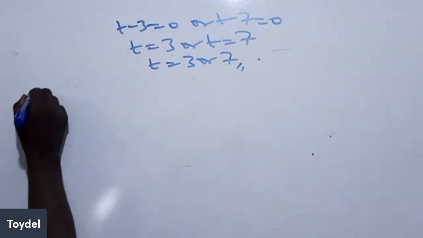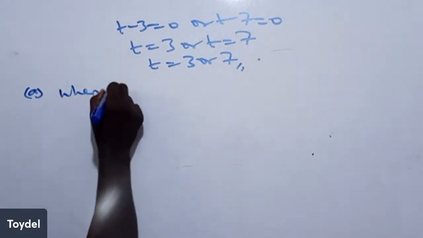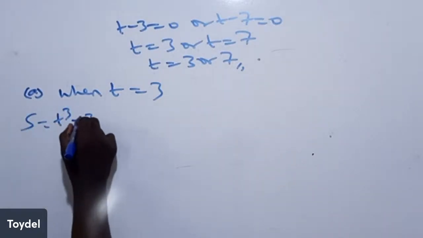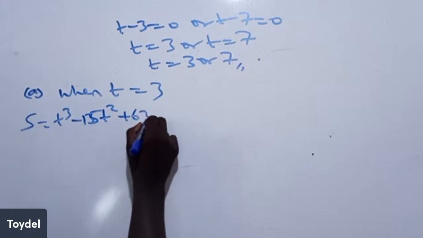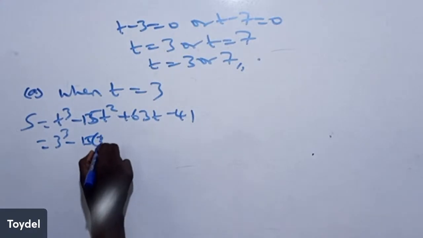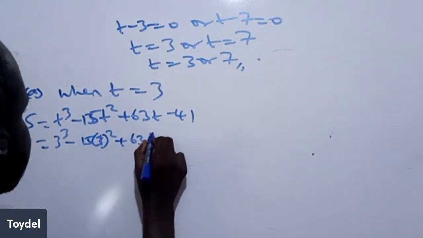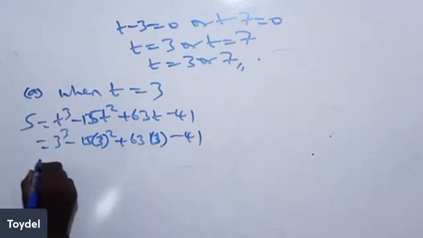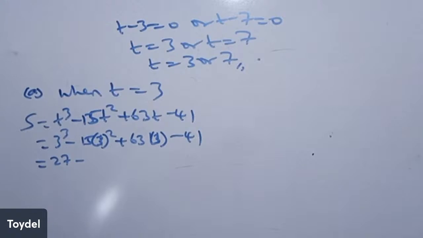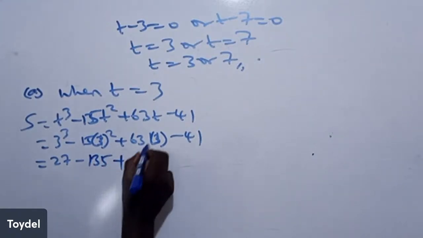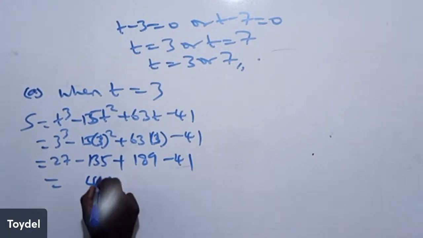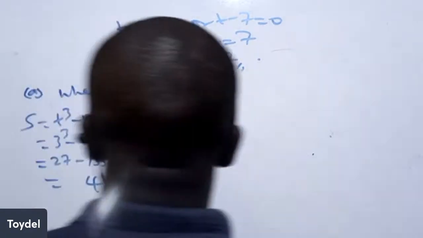So what will be the distance? A, the first part. When t is equal to 3, what is the distance? x will be t cubed minus 15t squared plus 63t minus 41. So when t is equal to 3, we have 3 cubed minus 15 multiplied by 3 squared plus 63 multiplied by 3 minus 41. Then we have 27 minus 135 plus 189 minus 41. So we are going to get 41 meters. So when t is equal to 3, the distance is 41 meters.